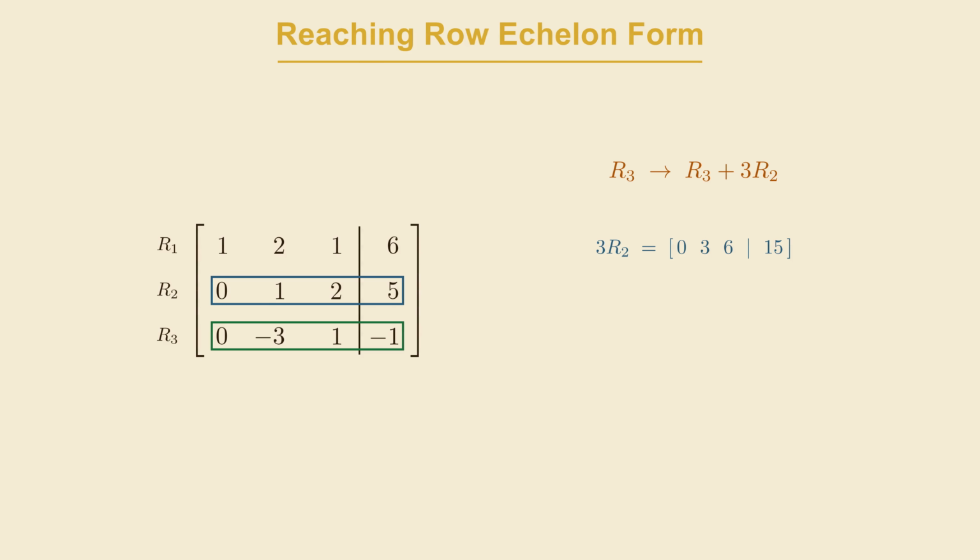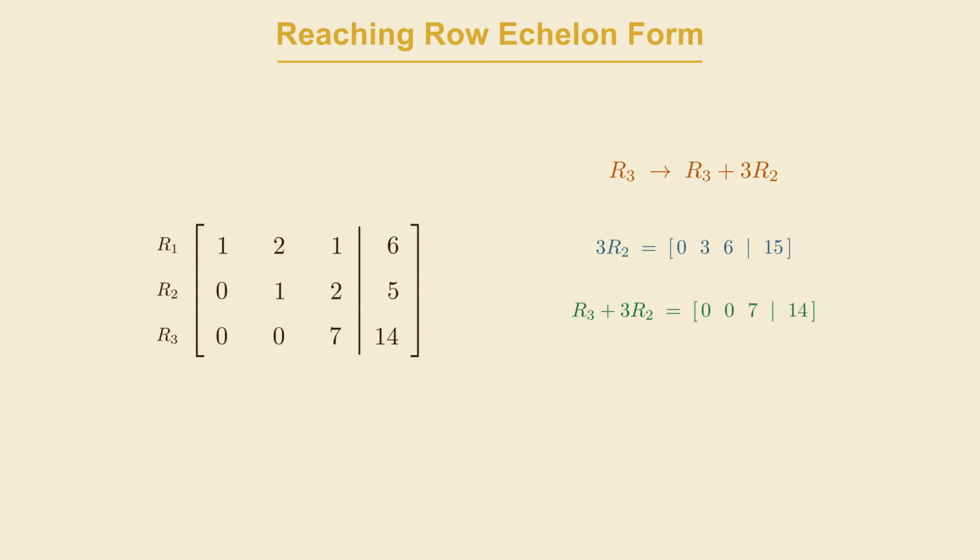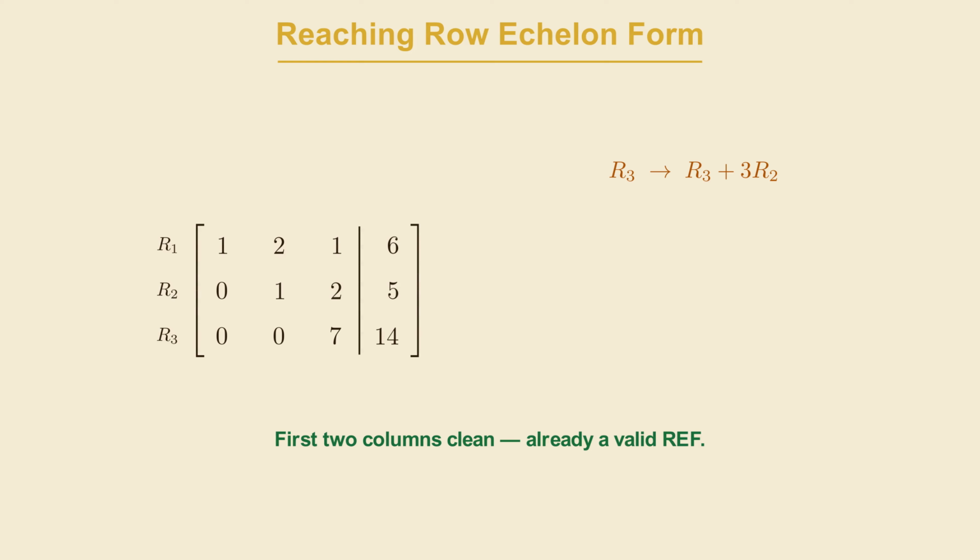3 times row 2 is 0, 3, 6, 15. Adding that to row 3 gives us 0, 0, 7, and 14. So now the first two columns are clean. There's a leading 7 in row 3, column 3, with zeros to the left, and that is already a valid row echelon form. The staircase steps down the right, and there is nothing below the bottom pivot to clear.